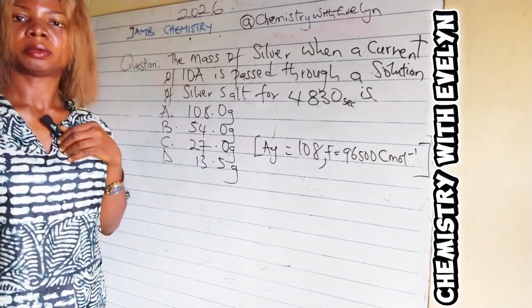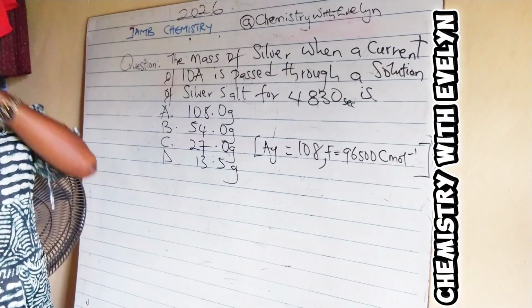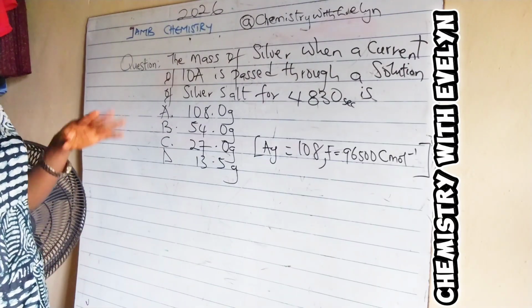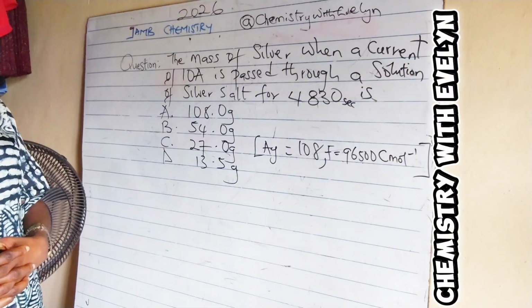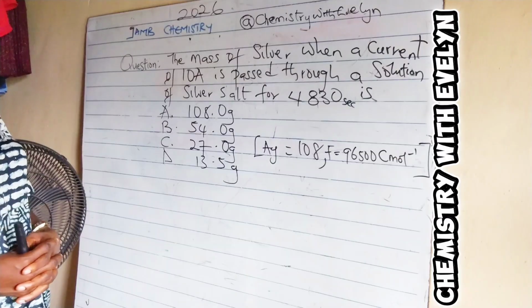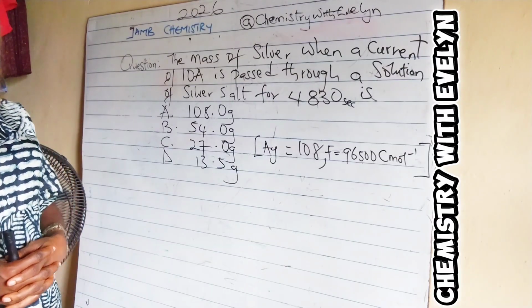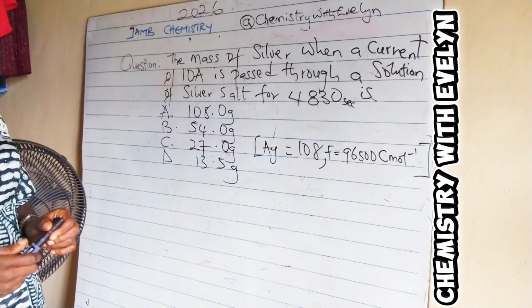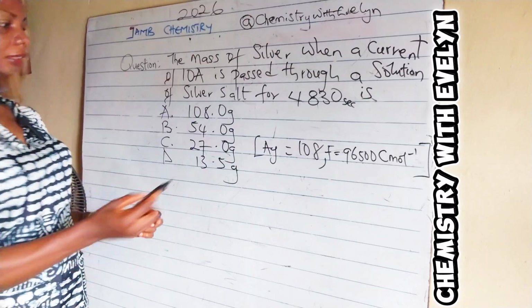So the question before us is to calculate the mass of silver when a current of 10 amperes is passed through a solution of silver salt for 4,830 seconds. We should find the mass of the silver.